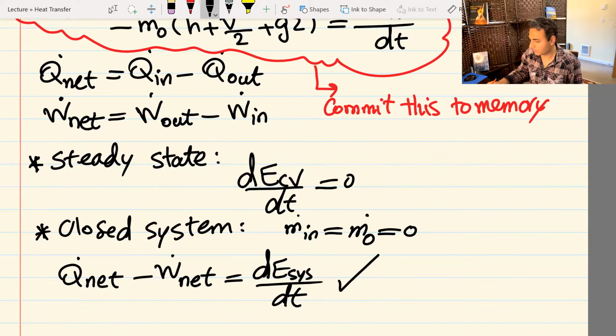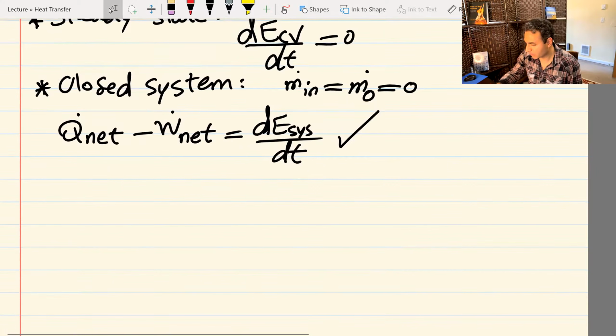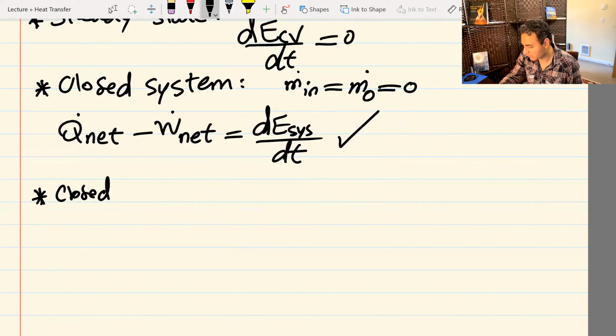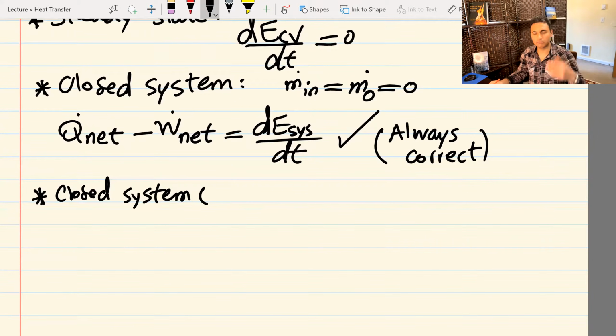And finally, this form of it is for a closed system that is unsteady. The closed system unsteady case happens when you have a closed system, but unsteady. This equation is always correct, right? Steady or unsteady. If it's steady, the right-hand side becomes zero. For a closed system that is unsteady, I can do one thing.